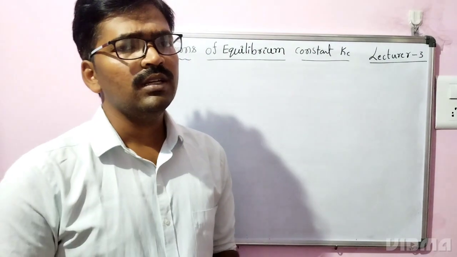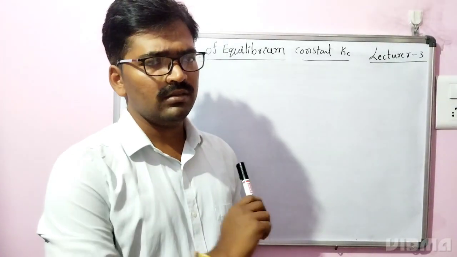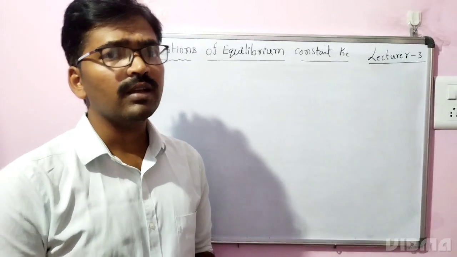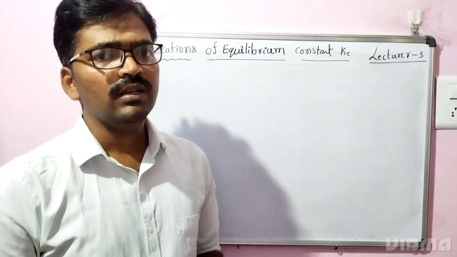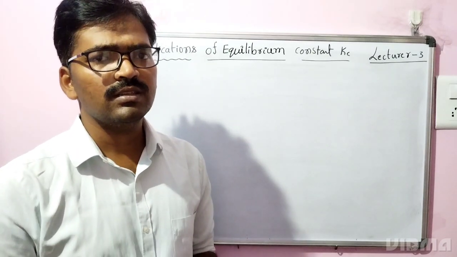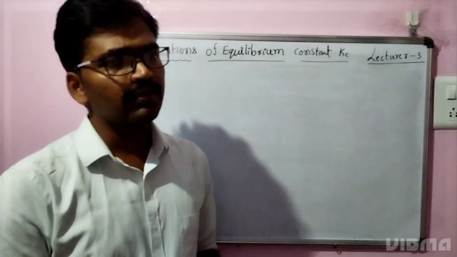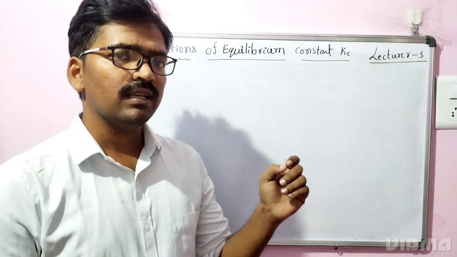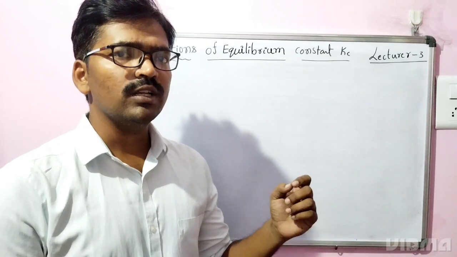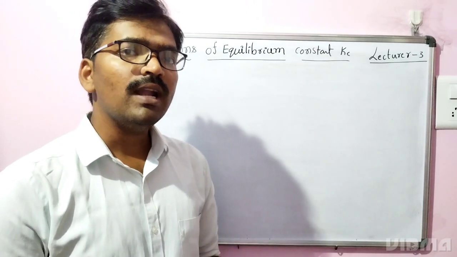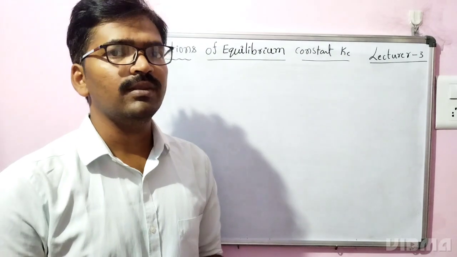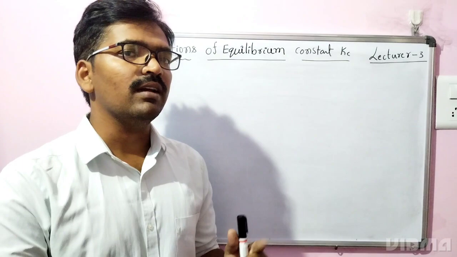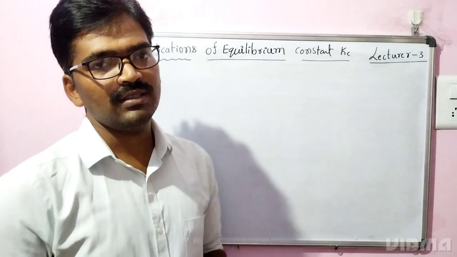Then one more thing, continuously we are doing videos based on the equilibrium chapter, and further videos we will also discuss. In lecture 2 of equilibrium, we discussed how to write Kc, how to express Kp, what is the relation between Kc and Kp, and how to write the units of Kc and Kp for a particular reaction.